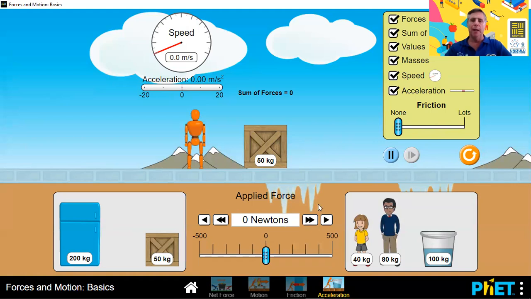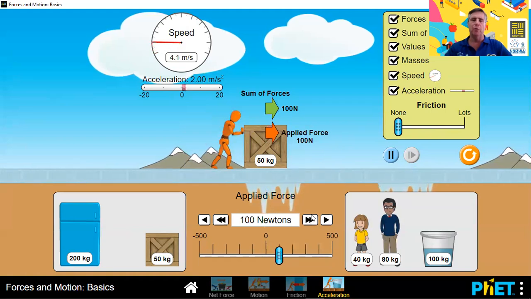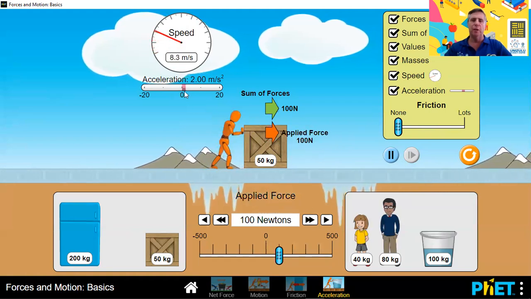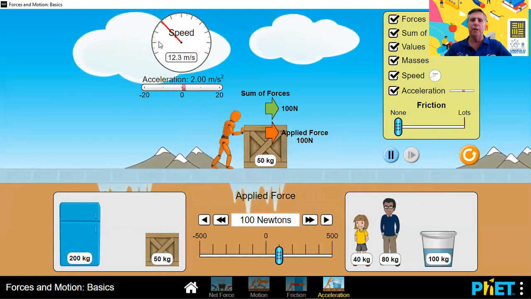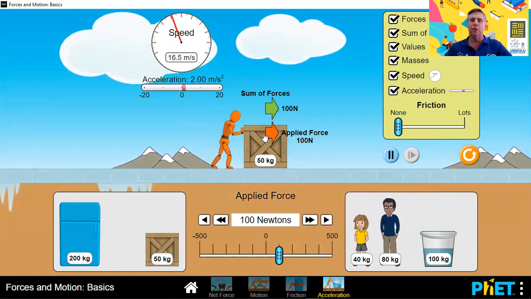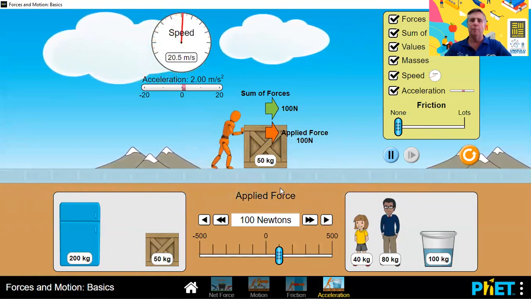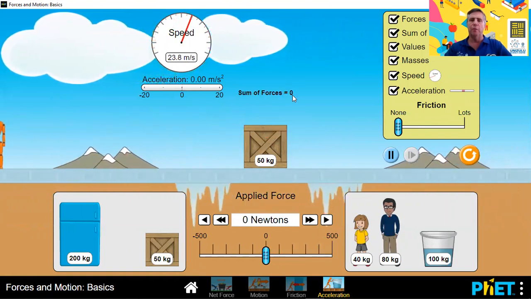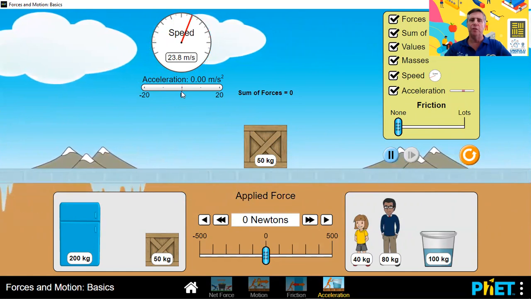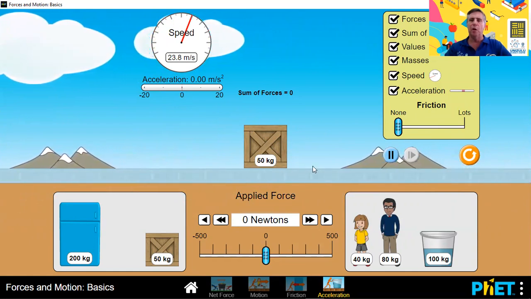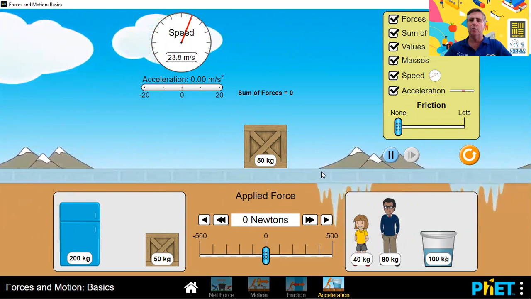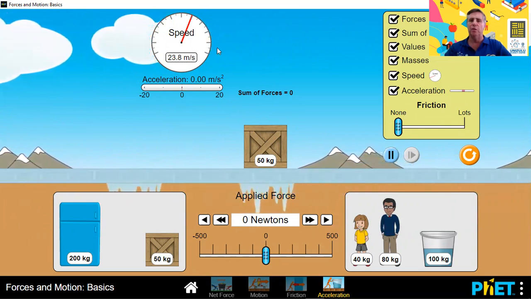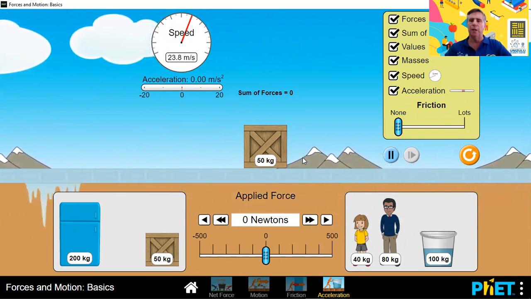If I apply a resultant force, so let's maybe give it 100 newton force, you can see it now has an acceleration of 2 meters per second squared, and the speed is increasing. So this is now Newton's second law. But if I switch off the force, then now the sum of the forces is zero, the speed stays constant, acceleration is naught, but the object continues moving at constant velocity. See, the speed is constant, in a straight line.